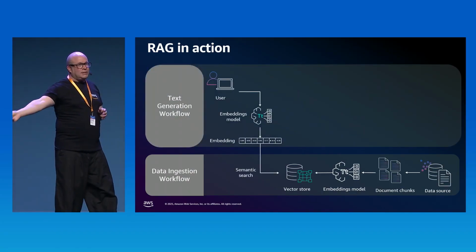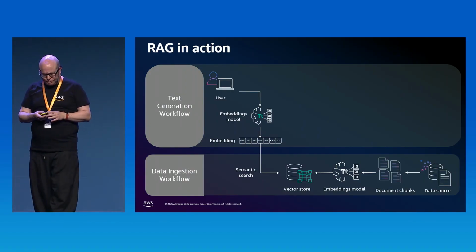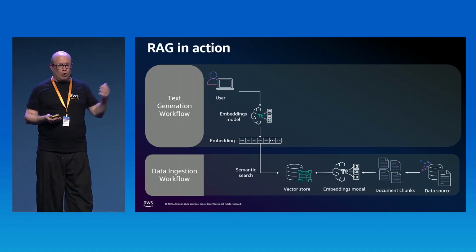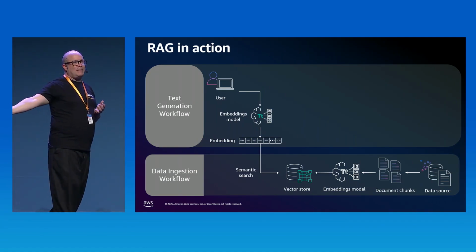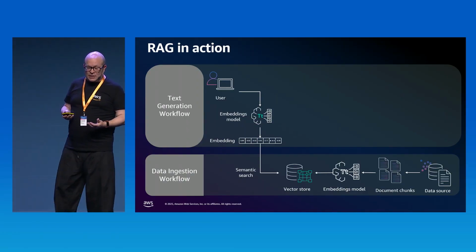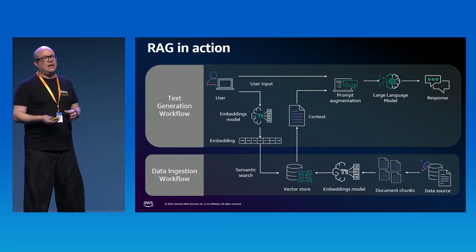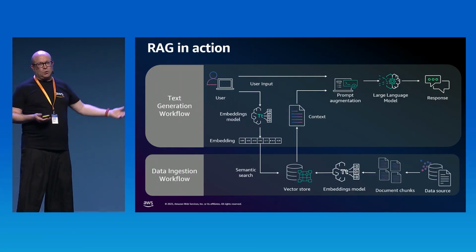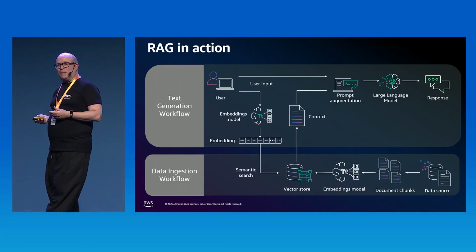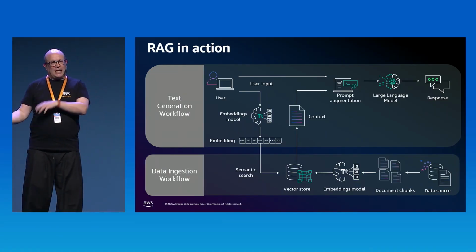When it comes to how we use this, when a user enters a prompt, a semantic search will take that prompt, convert it through the same embeddings model we used to convert the data, and then retrieve from the vector store the relevant information that it thinks is needed to augment the prompt. That, together with the initial user prompt, provides this additional context, the prompt augmentation, which then gets submitted to the large language model, and then you get the response.